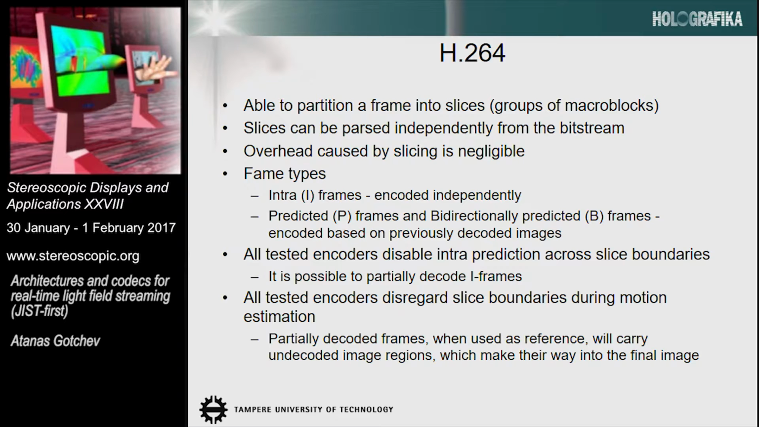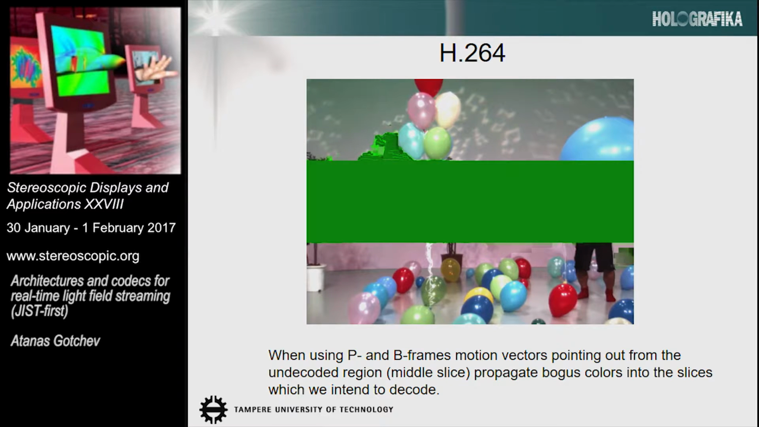When it is an intra-frame, slices are encoded independently, so there is no spatial motion estimation and prediction across the boundaries of the slices. However, all current implementations of motion prediction through P frames and B frames disregard the slice boundaries, which means that if we run it directly, we'll have propagation of false or bogus colors in the areas which we want to decode from the areas we want to disregard.